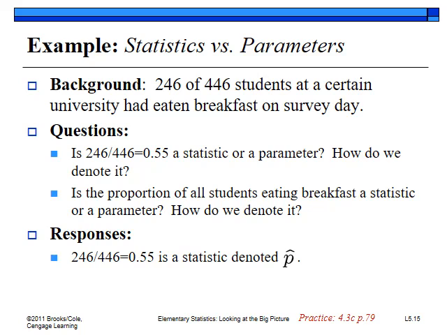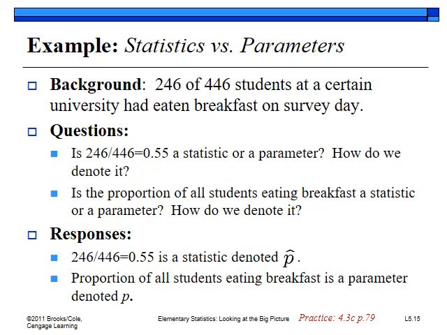Because the 246 came from a sample, it is a statistic. And it's a proportion, so it's p hat. The proportion of all students eating breakfast is coming out of our population, so it's a parameter. Parameters are denoted with just a p.